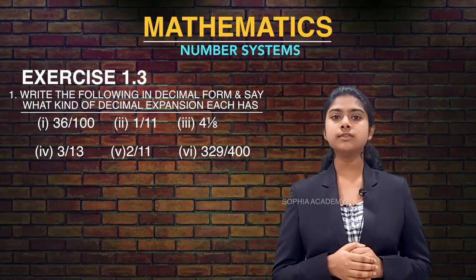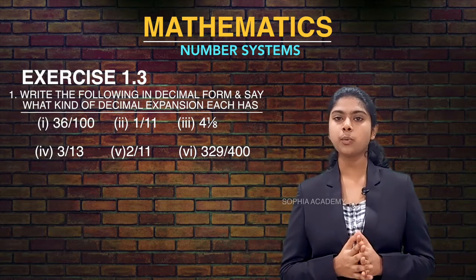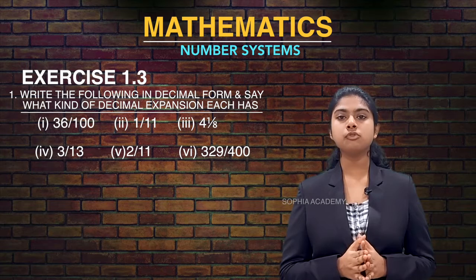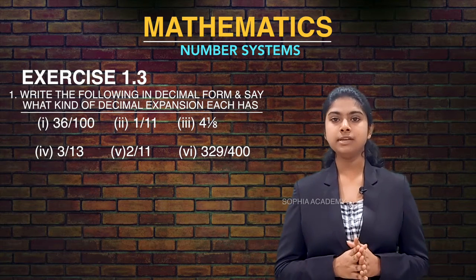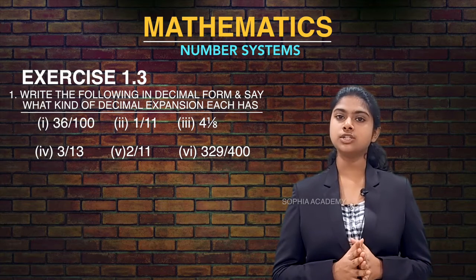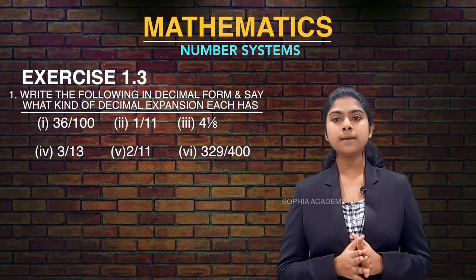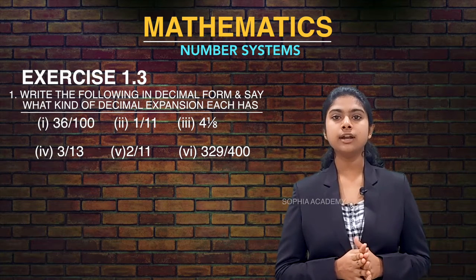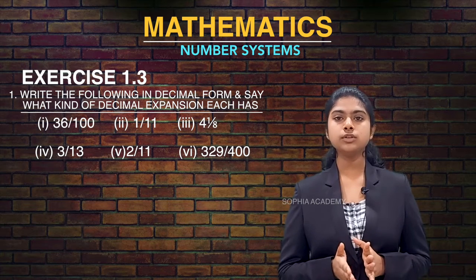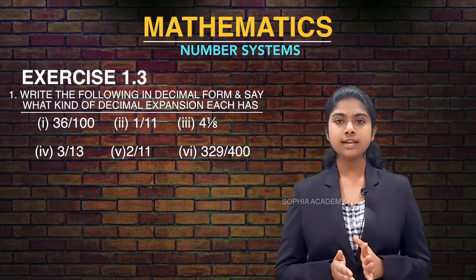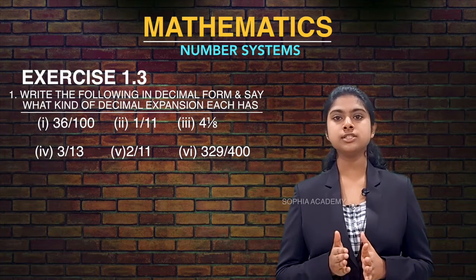Looking into the question, we can see that each of these 6 subdivisions of the first question is written in the form P by Q, where Q is not equal to 0. That means all of these numbers are rational numbers. And we also know that there are 2 types of decimal expansions, terminating or non-terminating. So now we are going to solve each one of them, find the decimal expansion and say what kind it is.